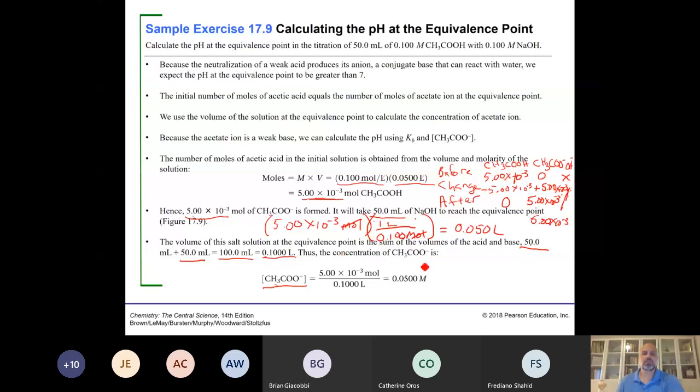So then when we figure out our concentration, we need to start with our number of moles, the number of moles of the acetate, which we calculated in the table here. And we're going to divide by the volume of 0.100 liters, and that shows that we have a 0.0500 molar solution of the acetate ion. Right.